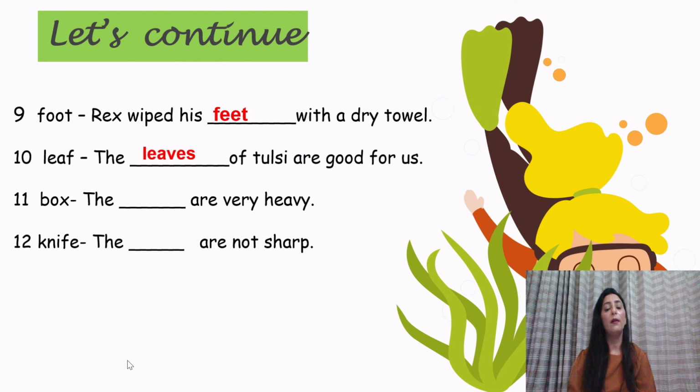Now 11th one, box. When the word is ending with X, we simply add ES to the word to form its plural form. So box becomes boxes. The boxes are very heavy. Knife. Now the word knife is ending with FE. Now when the word is ending with F or FE, we need to cut FE and add VES in place of FE to form its plural form. So the knives are not sharp.